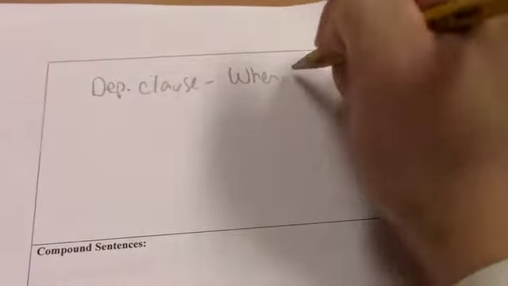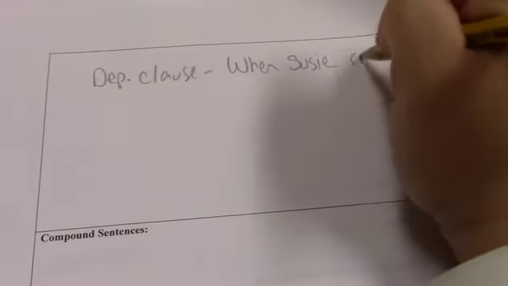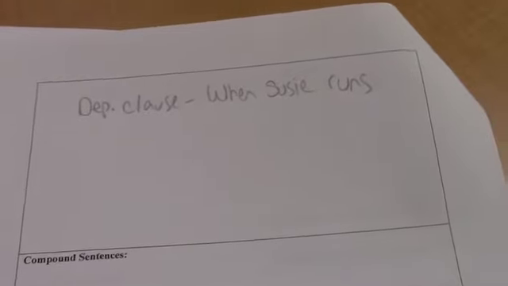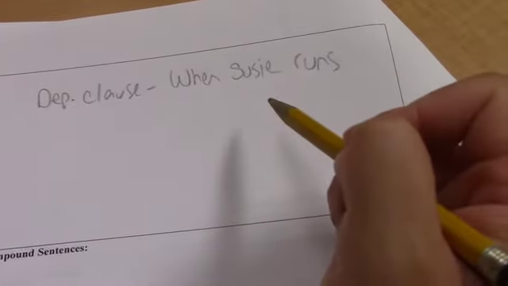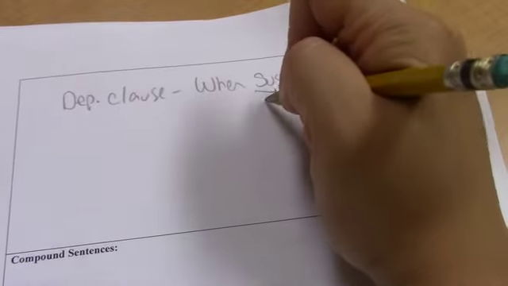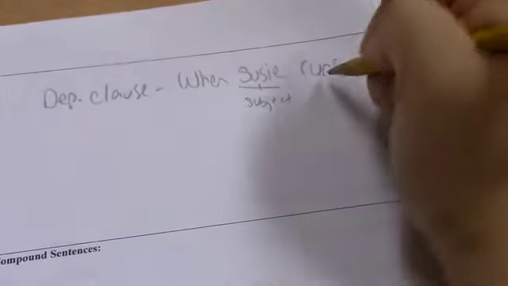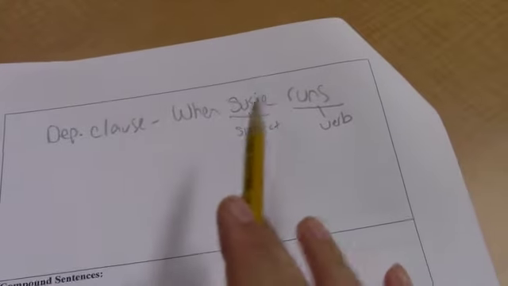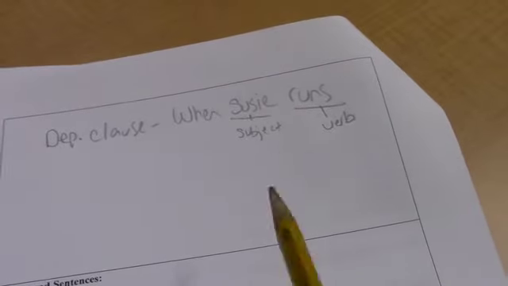So I just want to give an example of a dependent and independent clause. So dependent clause, an example of this would be when Susie runs. Okay? So with a dependent clause, you have a couple of items. First of all, you have your subject. You also have a verb, which is runs. And what should clue you in that this is a dependent clause is that when Susie runs cannot stand by itself.